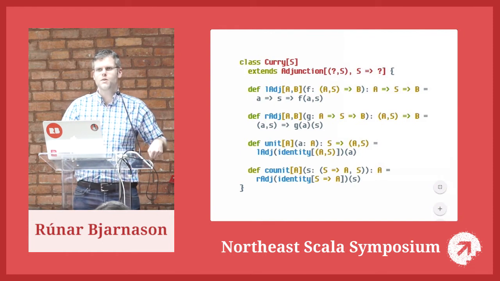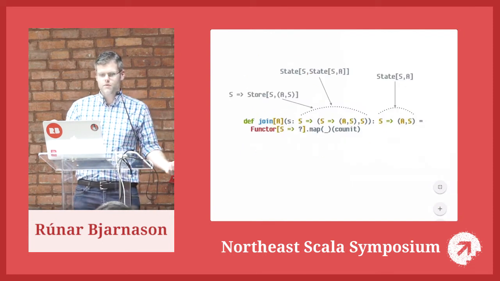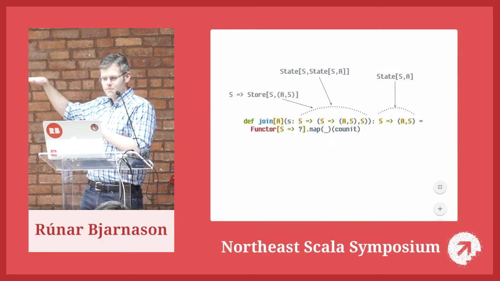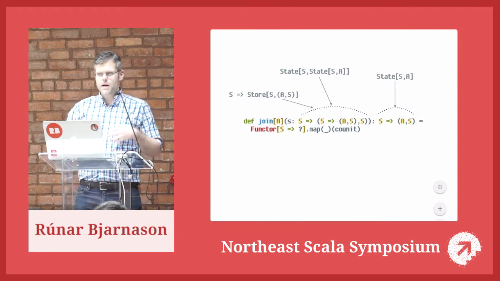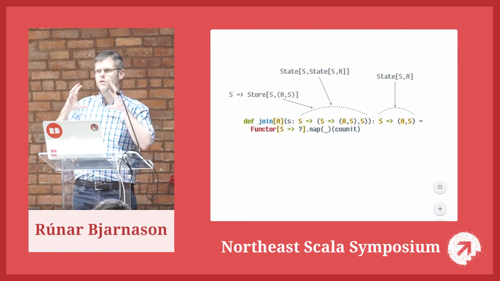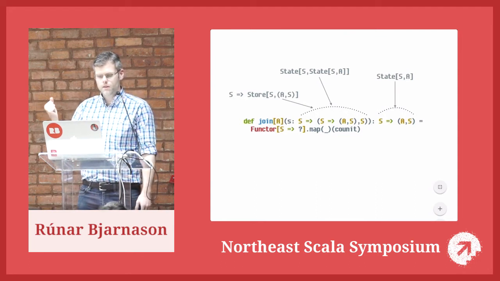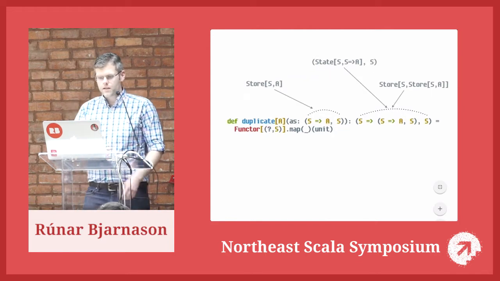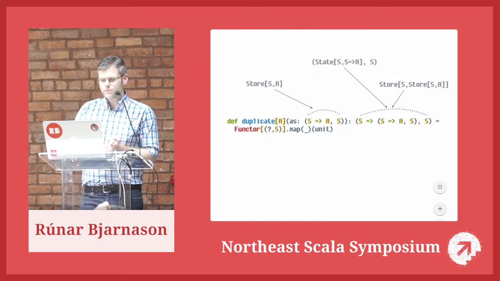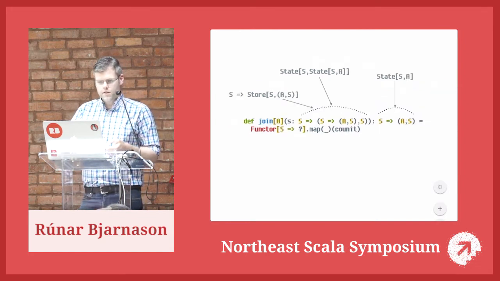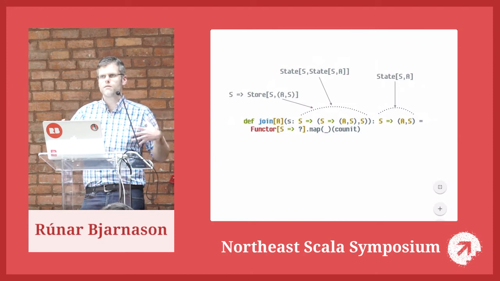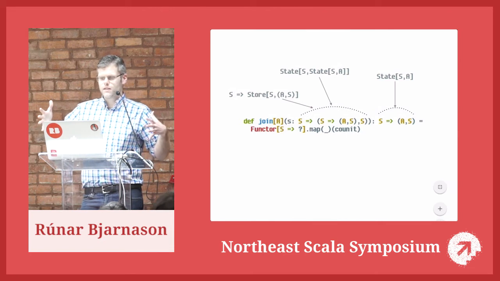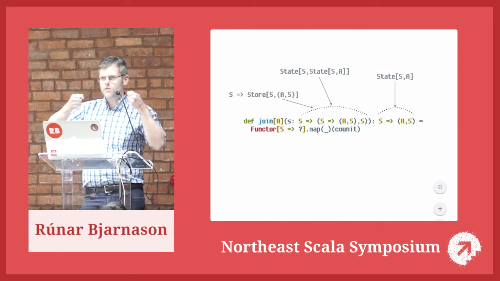And if we just keep turning the crank on this adjunction, we can get the join for the state monad. So here I'm annotating where the state monad actually is. If we map our co-unit over the function functor, we get the join for the state monad. Awesome. And then we can get a duplicate for our comonad. I should explain what this join actually does. If you have a state machine that returns a state machine once it's done, join will construct a new state machine that runs both of those machines.